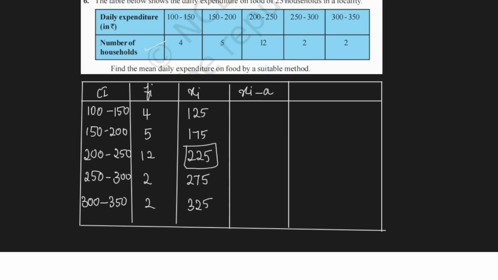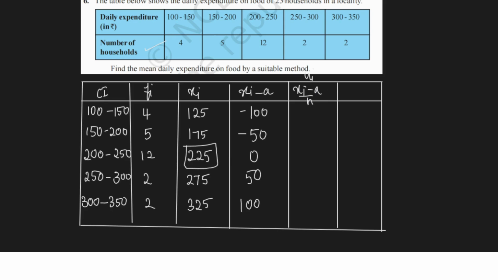Let's do that. For the first one, 125 minus 225 will give us negative 100. 175 minus 225 will give you negative 50. 225 minus 225 is 0. 275 minus 225 is positive 50, and this is a positive 100. The next column is xi minus a divided by h, which is ui.